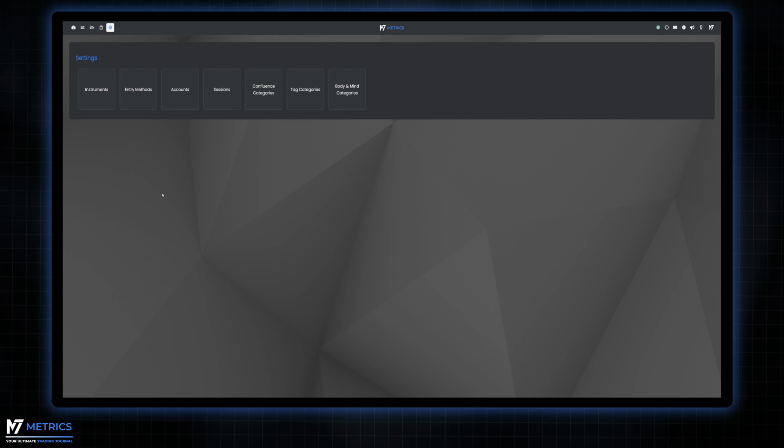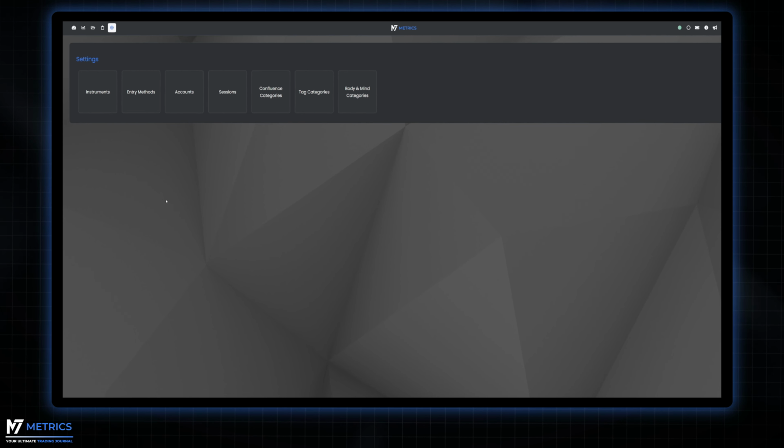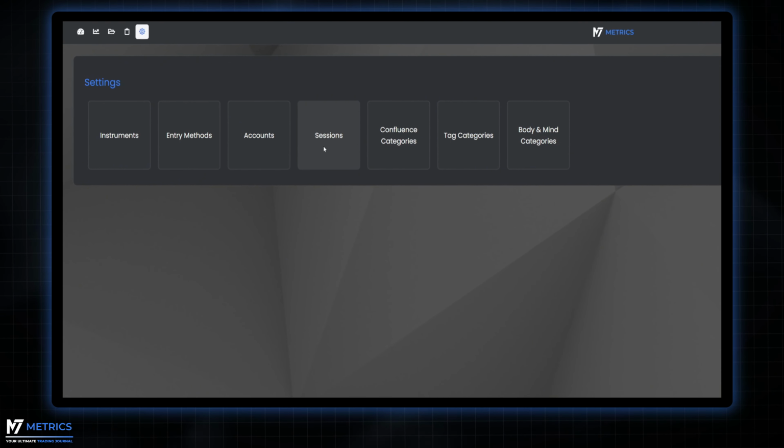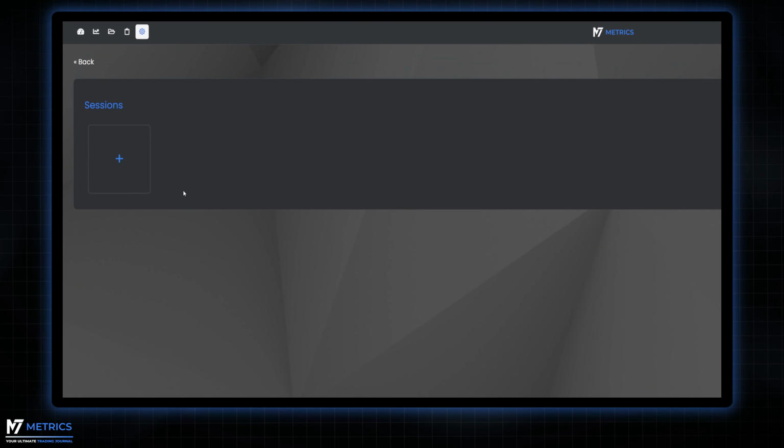Let's continue with the Sessions section of M7 Metrics. This is where you organize your trades based on different trading sessions or times. To access the Sessions section, head over to Settings and click on Sessions. Here, you'll find a powerful tool to categorize your trades based on specific trading sessions or times.